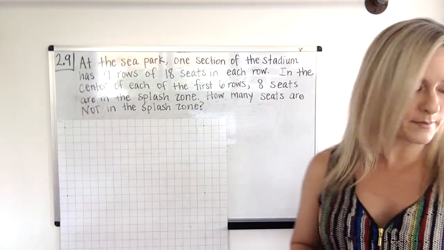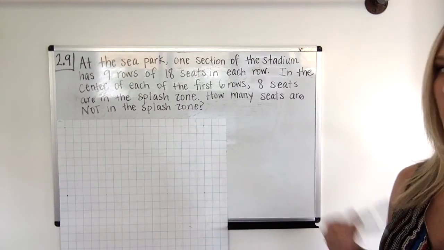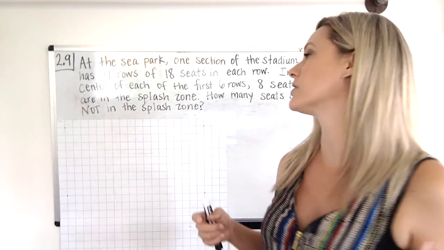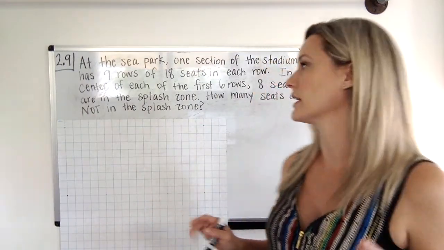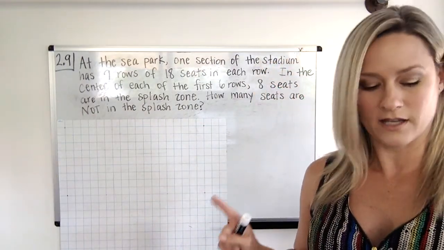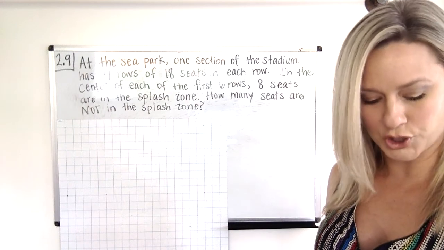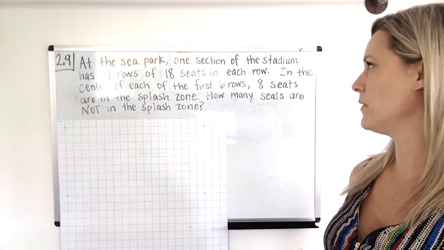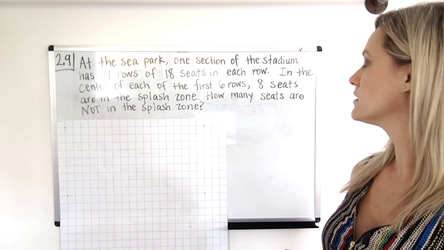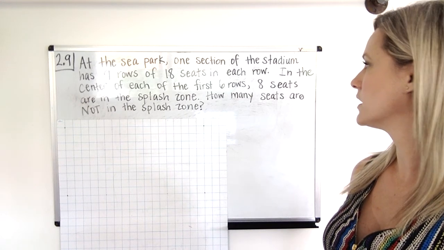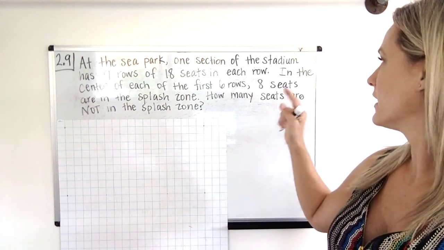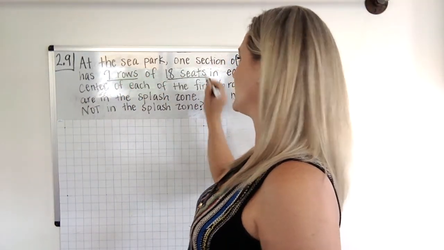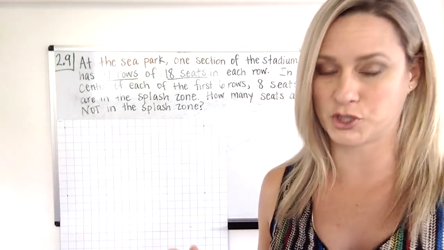All right, so the first time I read this, I had to read it again because I was thinking to myself, there's a lot of information going on here. So you might need to stop and read it again. But I want you to pick out what you know for sure. So what do you know for sure in this story? Take a moment. Okay, so maybe you're saying one section has 9 rows of 18 seats. We know that for sure.